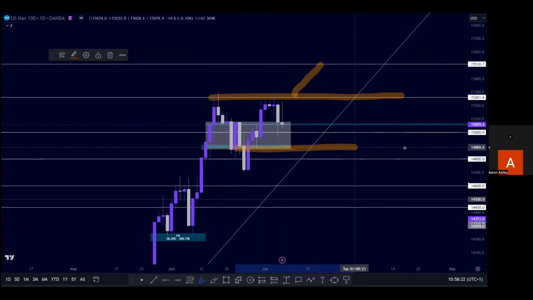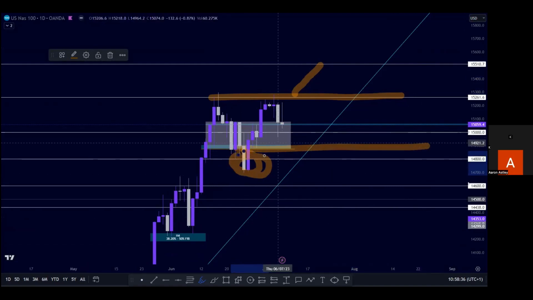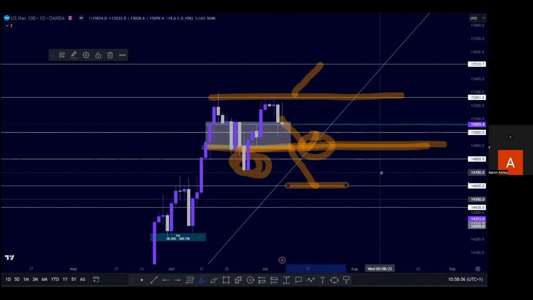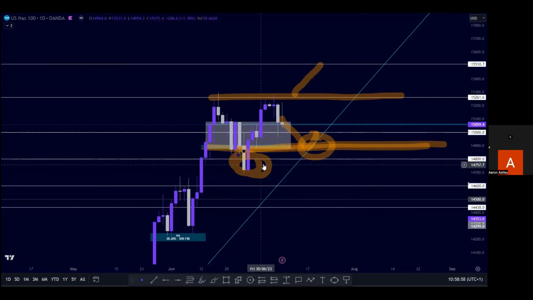This area down here, obviously we broke out of that range and had that liquidity grab before moving up, but potentially we could see price start to come back in towards this trend line and this area of support. We could potentially start to break down below, and if we break down below these lows, we could start to look for shorts, for sells down into the 14,600 area. Obviously, we've got some fundamentals coming out this week.